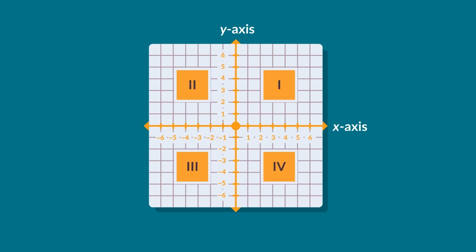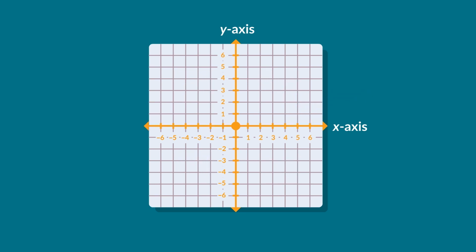The vertical line running through the origin is the line where x equals 0 at every point along the line. This line has the equation x equals 0. The horizontal line running through the origin is the line where y equals 0 at every point along the line. This line has the equation y equals 0. So let's move 2 units horizontally away from the origin and 3 units vertically away from the origin.